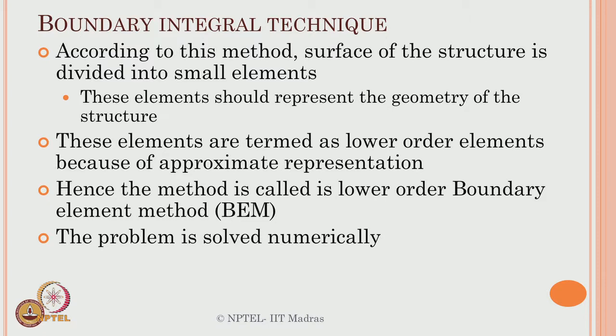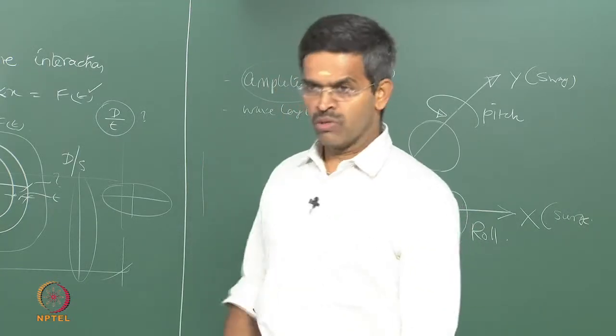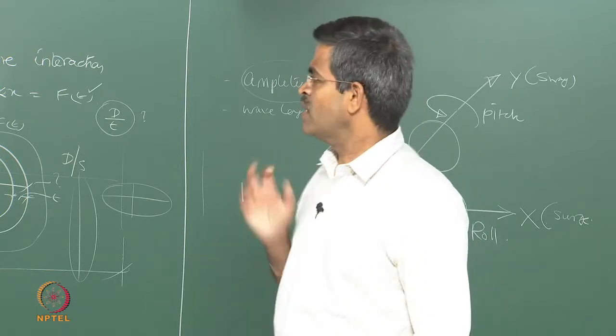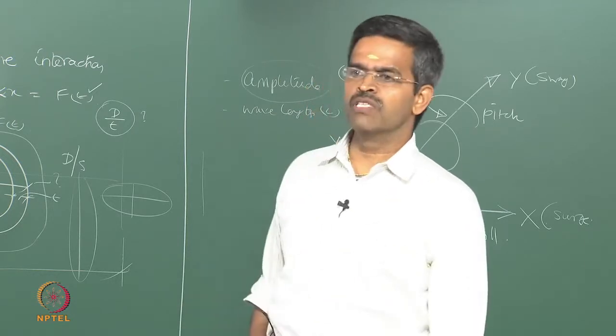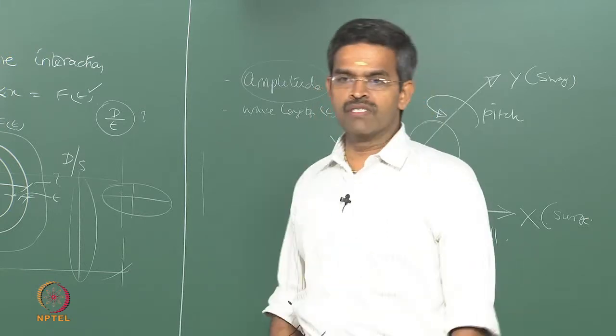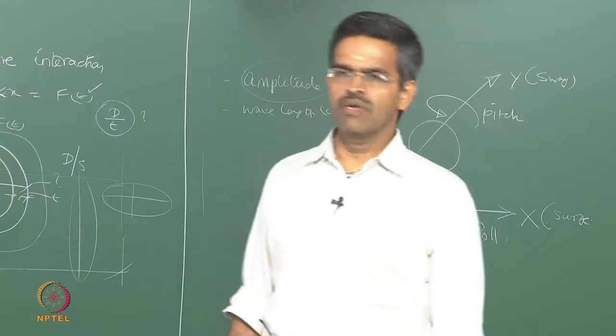According to this method, the surface of the structure is divided into small elements. Okay? We divide the surface of the member into small segmental elements. These elements of course should represent the true geometry of the structure in its planar surface. So, these elements are termed lower order elements because of approximate representation. Hence, the method is otherwise called the lower order boundary element method. The problem is then solved numerically.